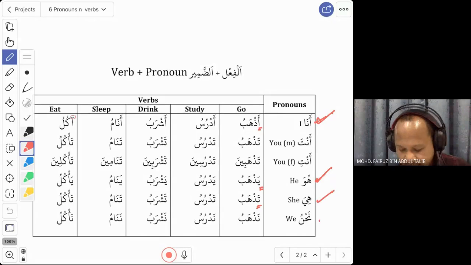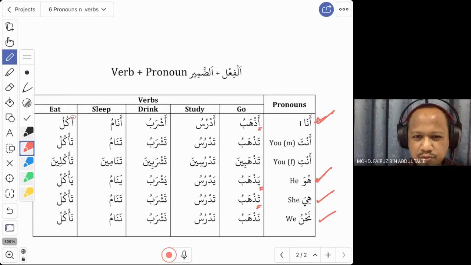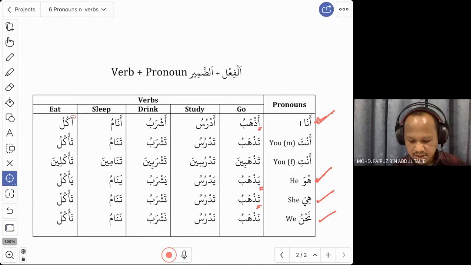Now, we go for number four. We want to say nahnu. Nahnu is we. All right. So how do you say we? We do, we go, we study, and so on. Okay. So now we use another sound. Just now we say a, azhabu, tazhabu, yazhabu. And for we say na. So azhabu becomes nazhabu. Nahnu nazhabu ila jami'ah. We are going to the university.